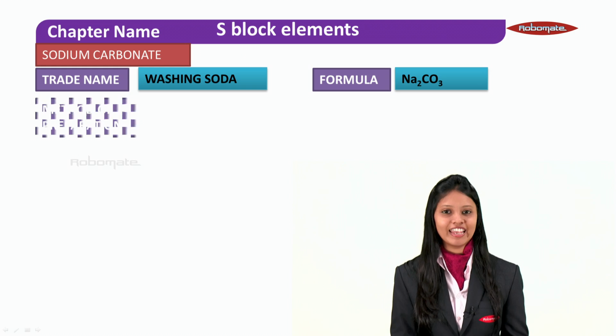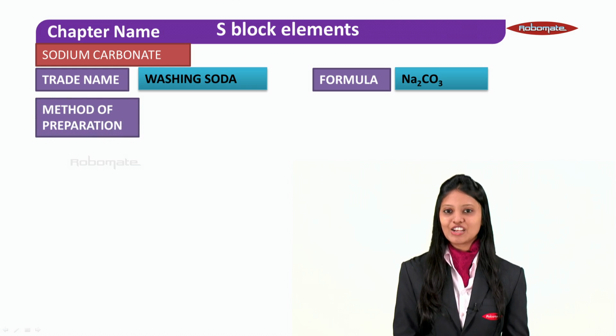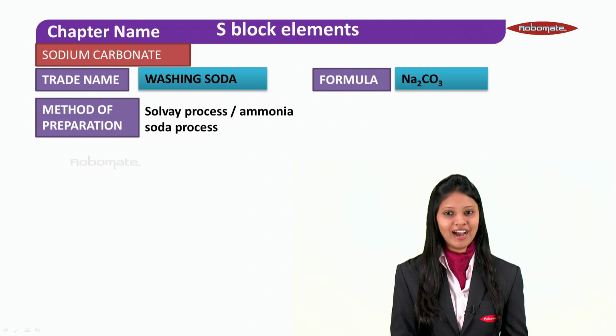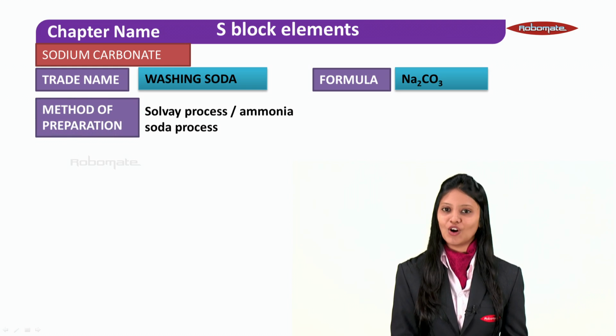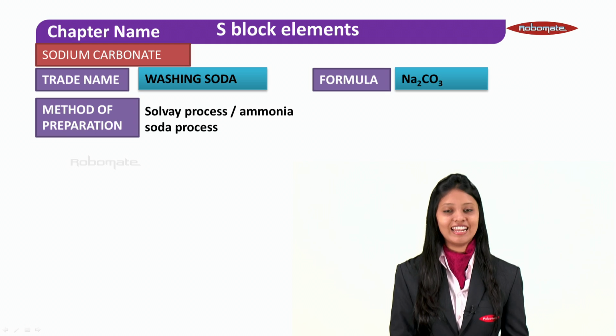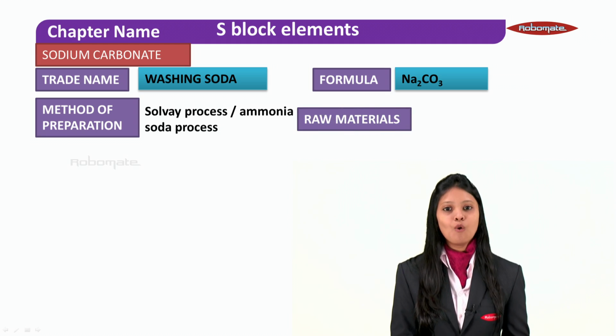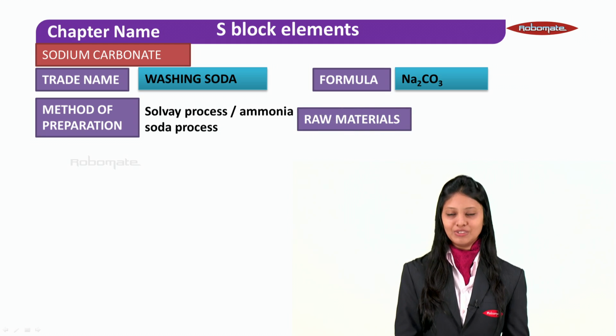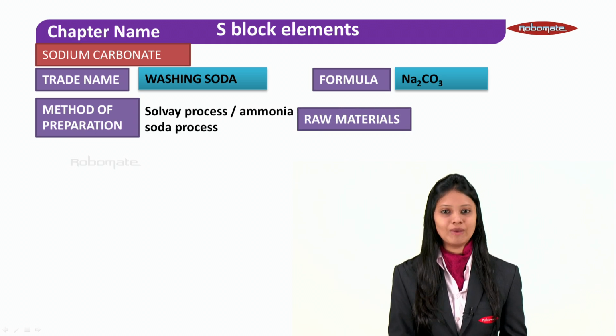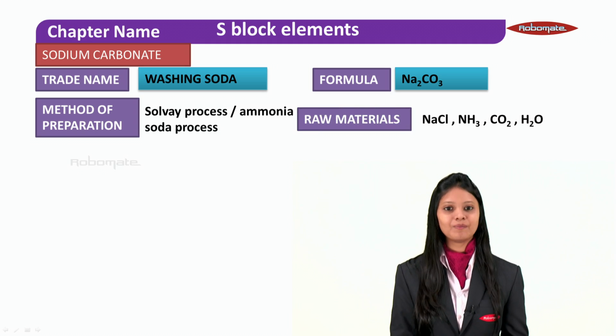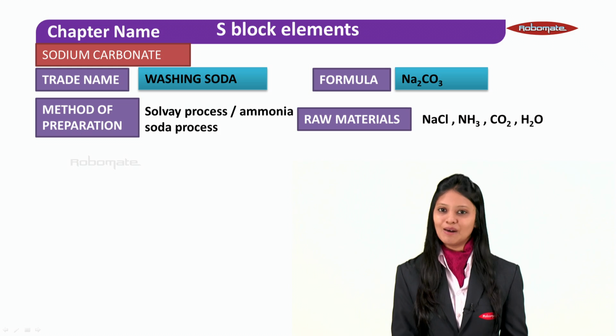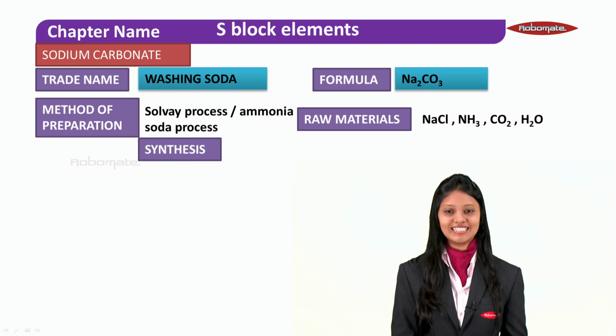Very important thing, method of preparation. Sodium carbonate is prepared by Solvay process, which is also known as ammonia soda process. Let's understand in this method of preparation what all raw materials are used. So the raw materials in sodium carbonate preparations are NaCl, ammonia, water and carbon dioxide. Let's see the synthesis now. First step of synthesis is water and ammonia.